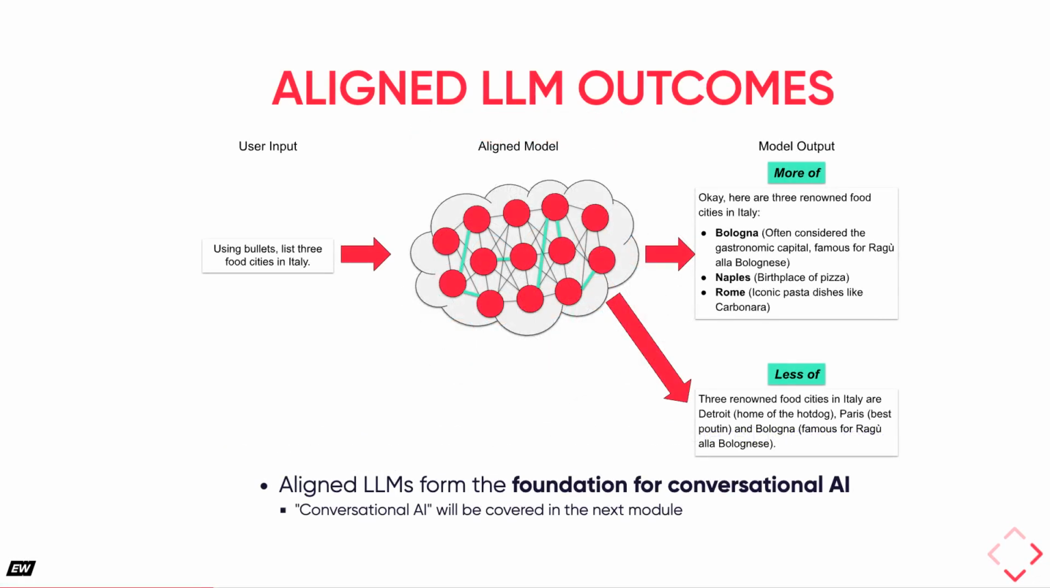This slide illustrates the practical difference an aligned LLM makes. Given the user input "using bullets, list 3 food cities in Italy," an aligned model is more likely to produce a helpful and accurate output, like the example on the left listing Bologna, Naples, and Rome, with relevant details. In contrast, a less aligned or purely foundational model might produce an unhelpful or incorrect output, like the example on the right, which is not a list and includes non-Italian cities. This demonstrates that aligned LLMs are crucial as they form the foundation for effective conversational AI. We'll explore conversational AI in more detail in our next module.